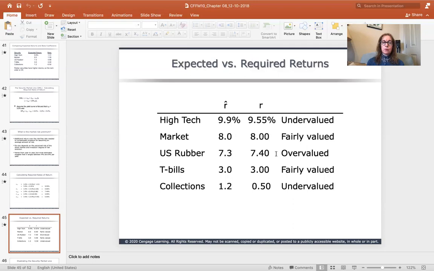US Rubber is overvalued. Here's the required return. They only think it's going to return 7.3%. So that's not a buy right now. And then Collections is also undervalued by quite a bit there. All right, so that's how you use beta in the capital asset pricing model to calculate the required return. Then you can compare that to the expected return. Just one way to see if a stock is a good buy or not.